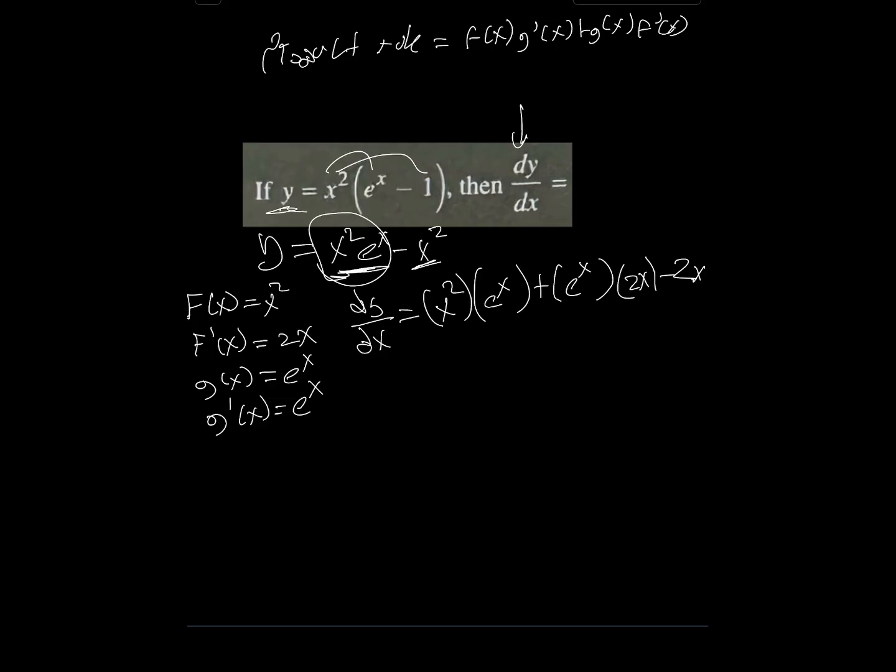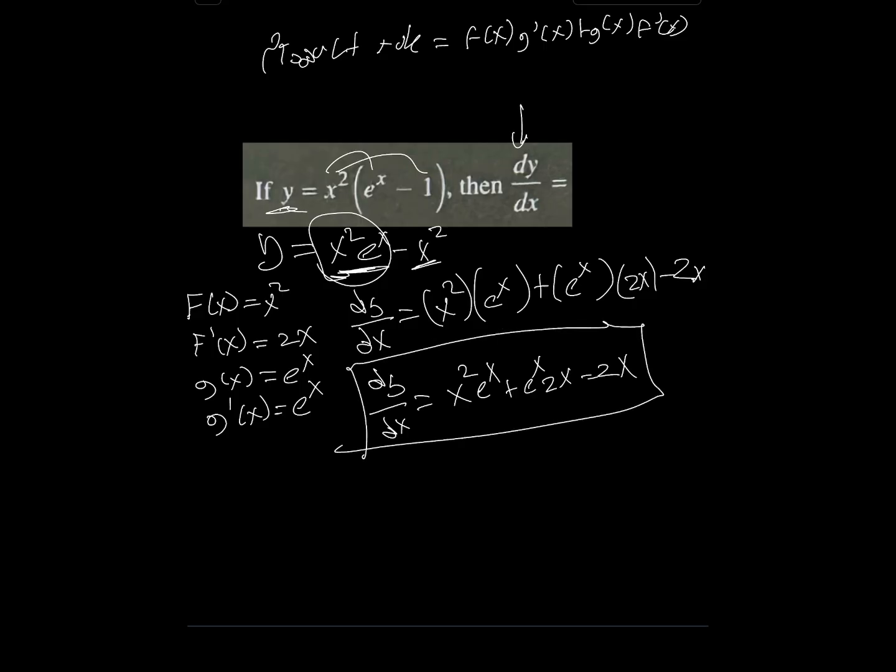From here, we can distribute everything to make it look a bit nicer. So we can say dy over dx equals x squared times e to the x plus e to the x times 2x minus 2 times x. And this is our answer here.